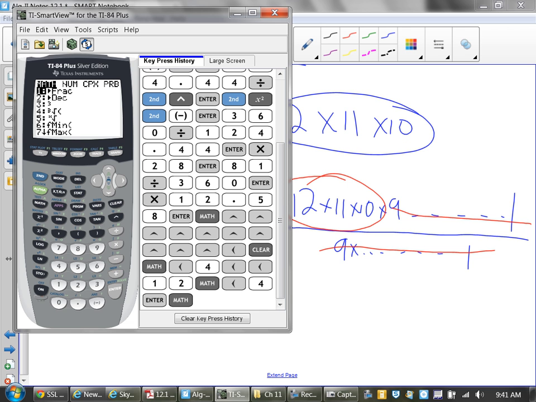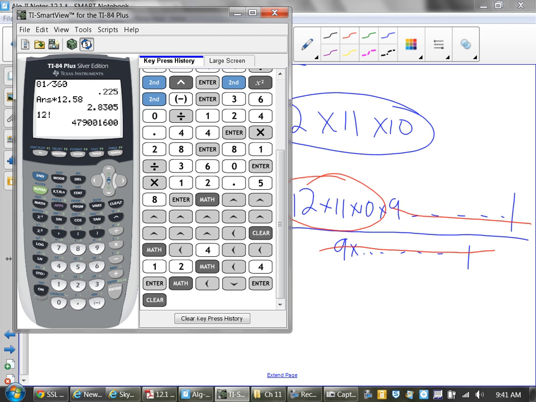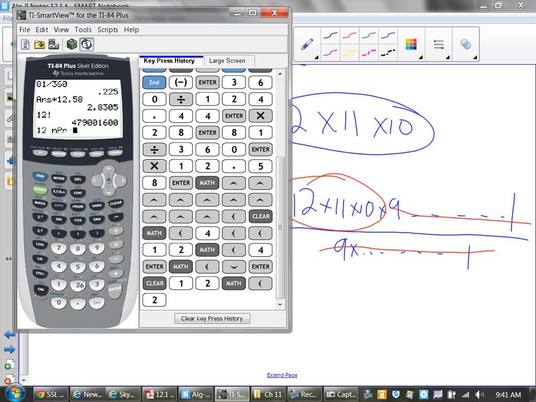Again, there's a button for this, for the permutation. You don't have to do 12 exclamation point over 9 exclamation point. It's right there: nPr. What I would do here is 12, math, over to PRB, 3: 12 permute 3, and hit enter. That's the same thing as 12 times 11 times 10. Again, it's very, very straightforward.